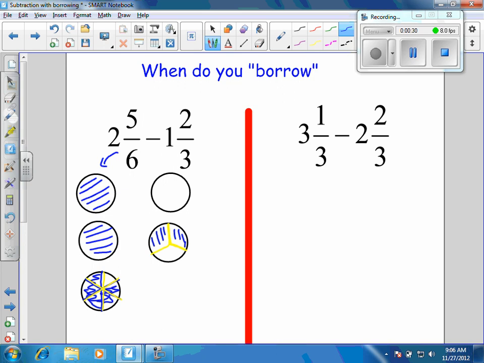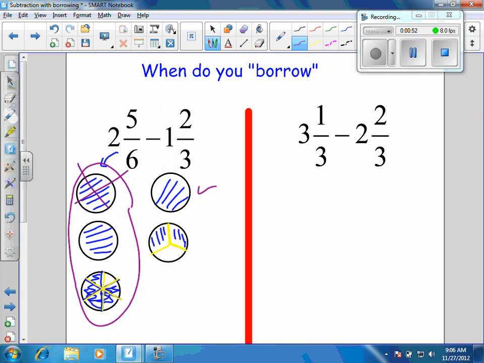Okay, so basically, if I wanted to do a subtraction problem, I want to think about how I can take this and subtract out that much, right? And you guys have gotten really good at that. If I subtract a whole out, I would have to get rid of one of these. That takes care of this one.